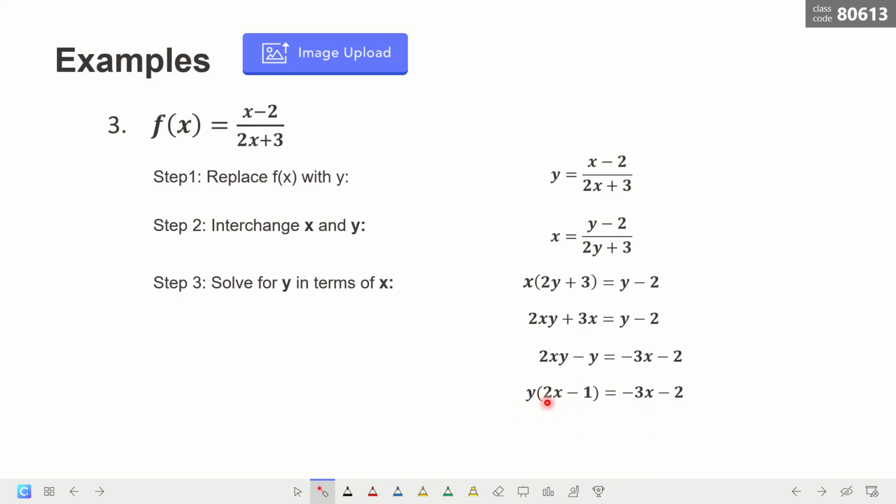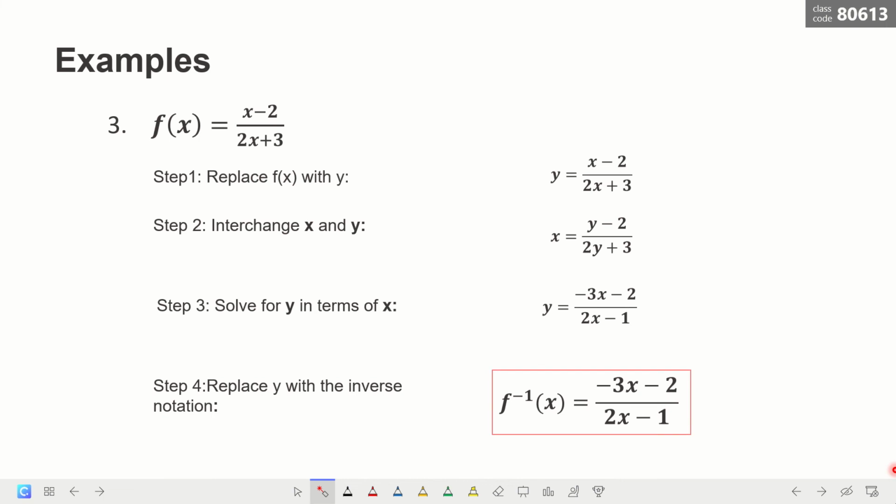Since this is multiplication, the inverse is division. So divide both sides by 2x minus 1, so that y is equal to negative 3x minus 2 divided by 2x minus 1. Step 4 is to replace y with the inverse notation. This is now the inverse of our 1-to-1 function: negative 3x minus 2 divided by 2x minus 1 is the inverse of x minus 2 divided by 2x plus 3.